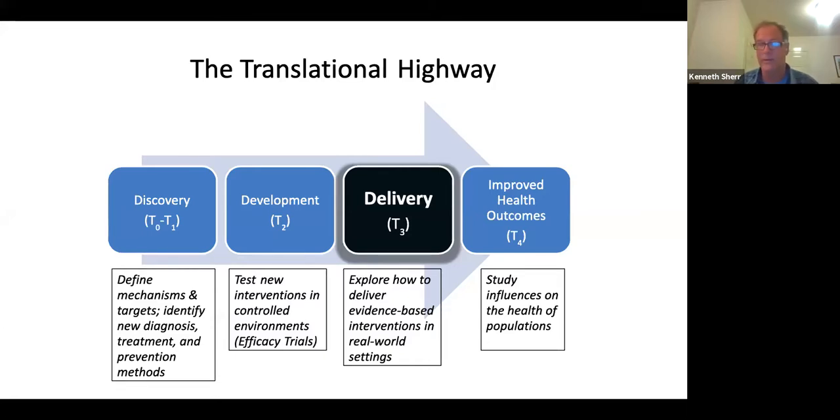And then that last step of translation is to ensure that the improved health outcomes are being achieved. And the research questions in the fourth step of translation focus on studying influences on the health of populations. And I'm going to argue that implementation science is actually going to include measurement of improved health outcomes related to all the upstream steps to get from discovery all the way to improved health outcomes.